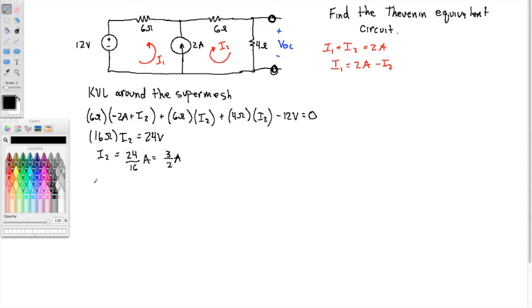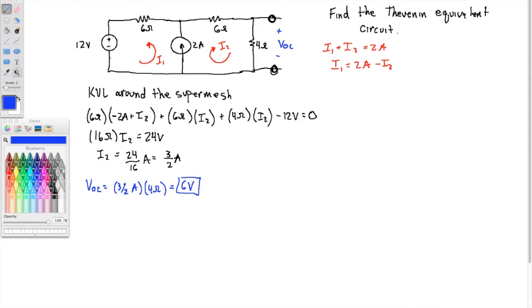Okay, so if I want VOC, VOC is equal to, only I2 goes through the 4 ohm resistor. So this is 3 halves amps times 4 ohms. That gives me 6 volts. So that's the open circuit voltage, and again, remember, that is the Thevenin voltage as well.